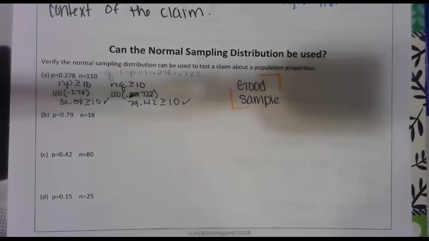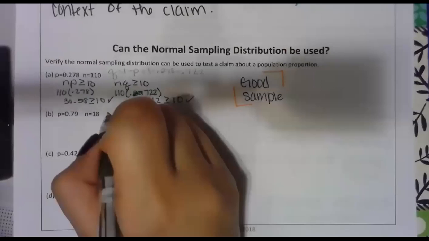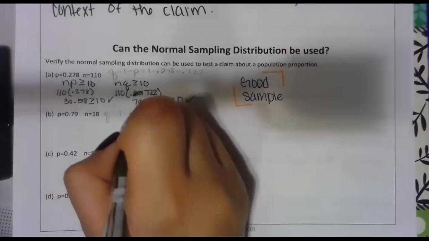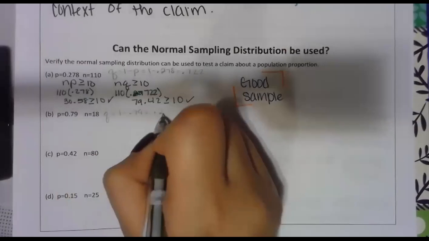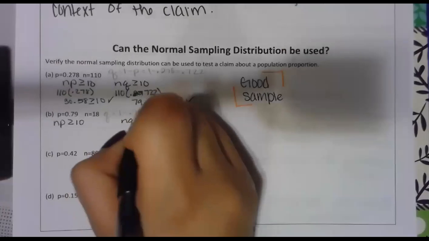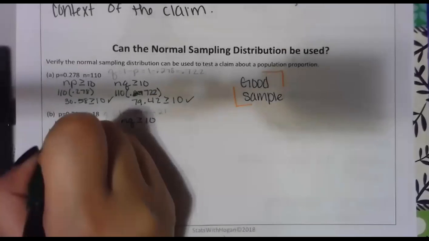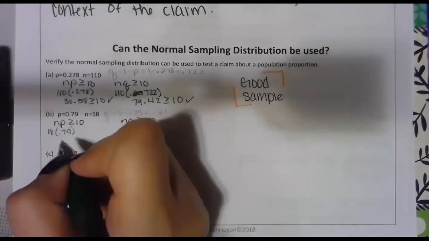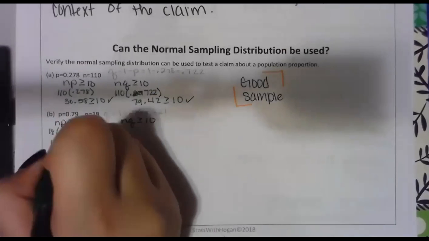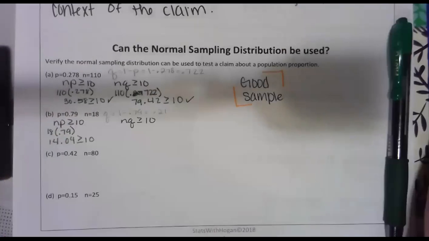But remember, you got to check this before you can even do the 8 steps. Well, let's try this next one. Okay, so we know q is 1 minus p. That would be 1 minus 0.79. Well, that's 0.21. So then we need to check np, make sure np is greater than or equal to 10, and then check nq, make sure that's greater than or equal to 10. So the np would give us 18 times 0.79, which is actually going to give us 14.04. And then you compare that, is that greater than or equal to 10? In this case, yes, it is.